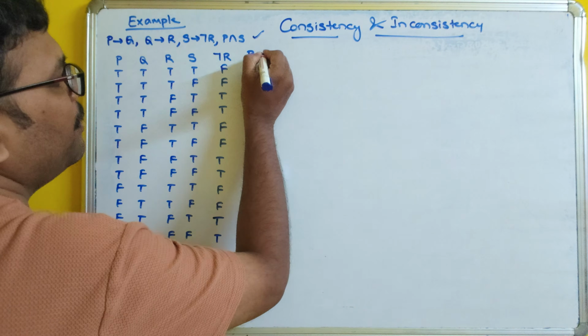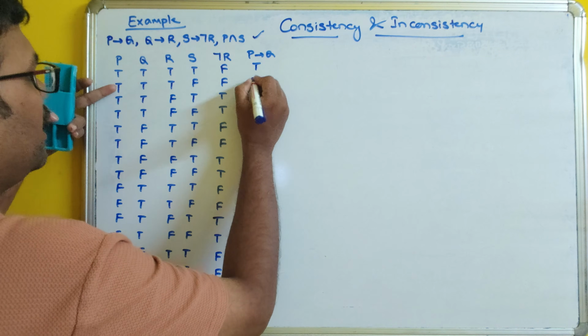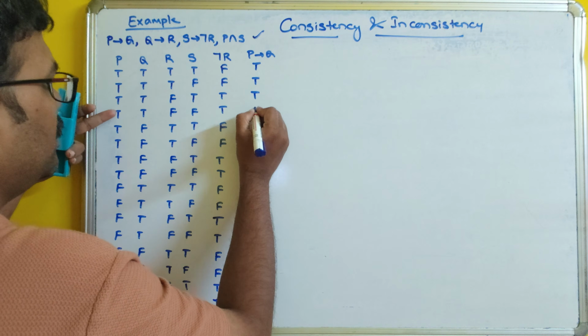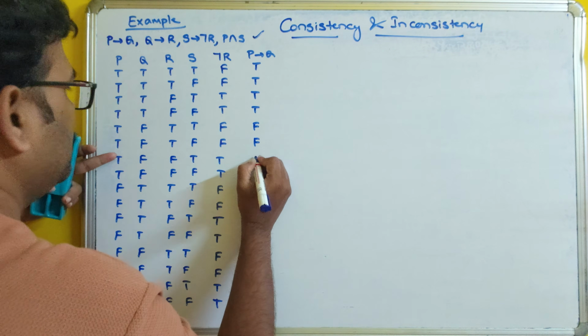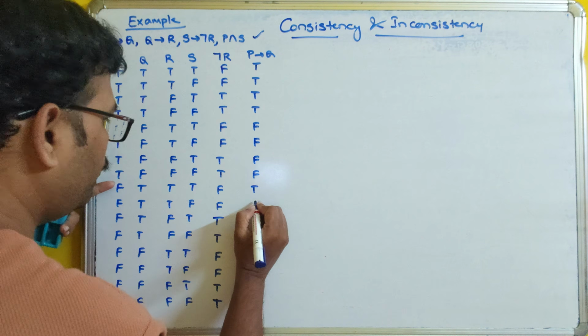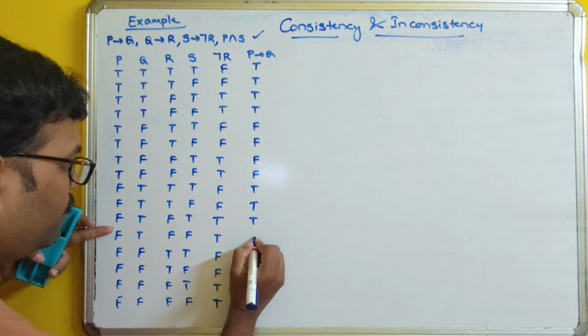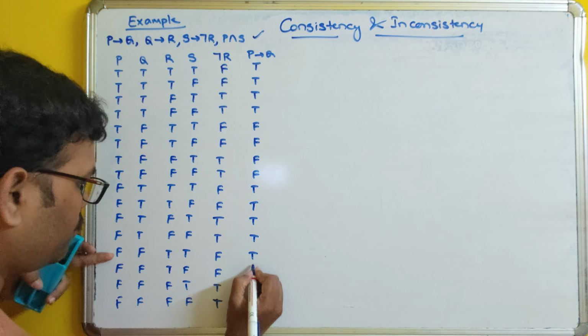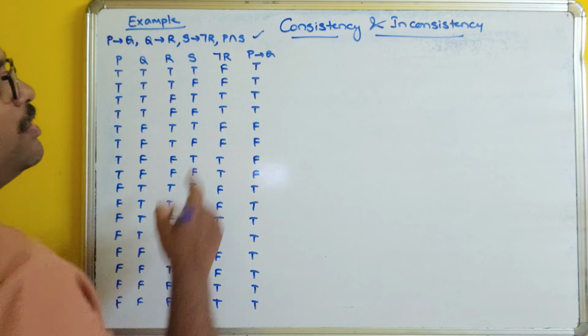Now you can write P implies Q. P implies Q: true, true, true, true, true, true, true, false, false, false, false, false, false, false, true, false, true, true, true, true, true, true, true, true, and finally it is true. This is P implies Q.